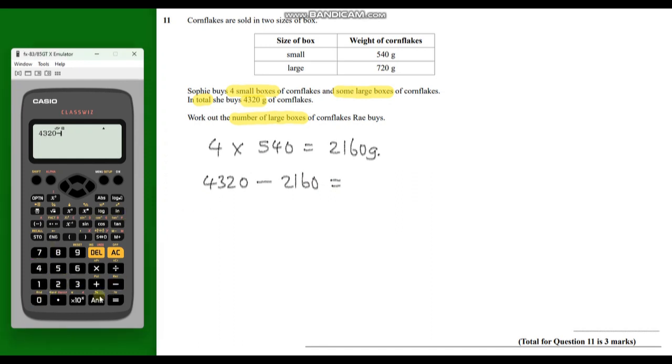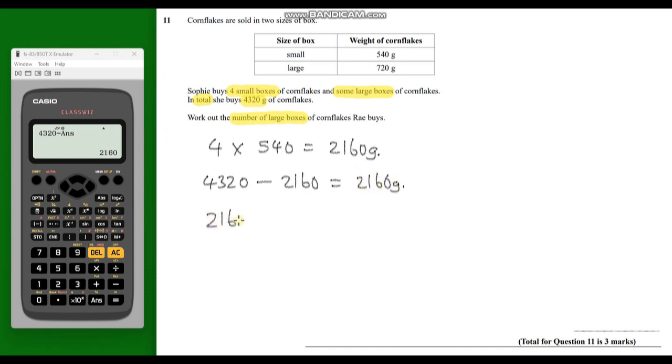4,320 minus my previous answer, and I also get exactly the same. So she buys the same amount in terms of weight for both small and large, 2,160 grams. Now it's asking us for how many boxes that is, not the amount. It's not asking us for the weight of the cornflakes. It's asking us for how many boxes. So each large box is 720 grams.